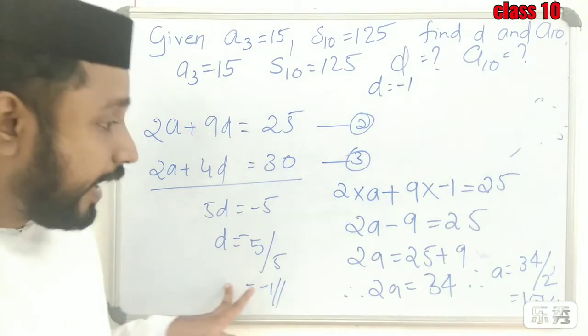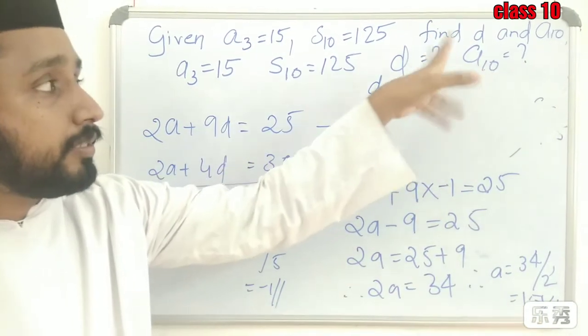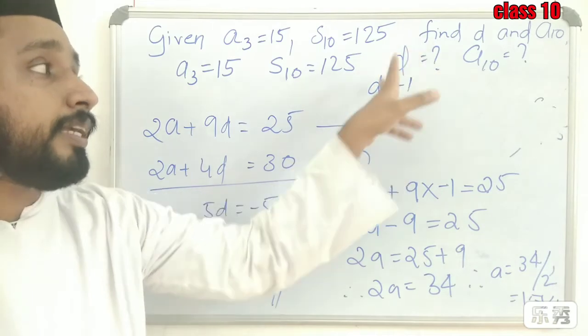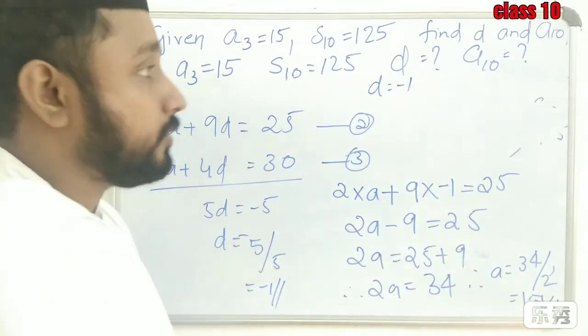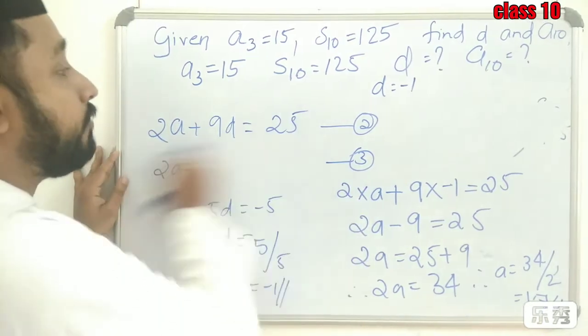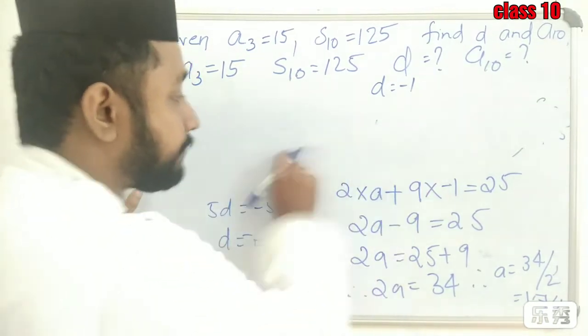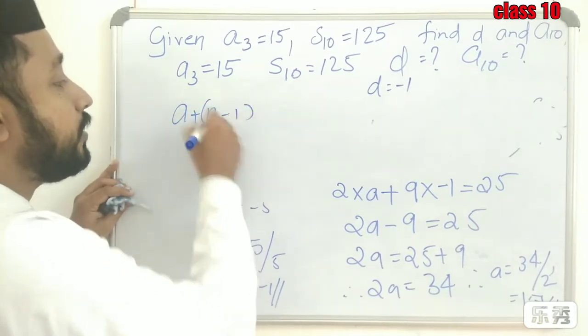So, we have d and a, then we can easily find a. Our first problem is what is d? d is equal to minus 1, we got. Then now a10 we have to find out using d and a. What is the formula for the nth term? a_n is equal to a plus n minus 1 into d.